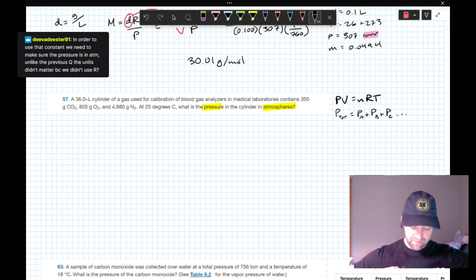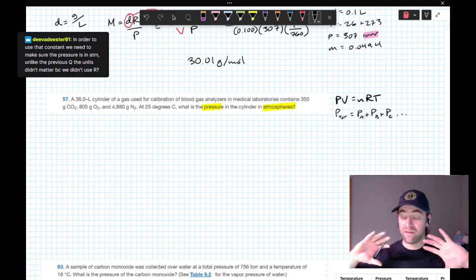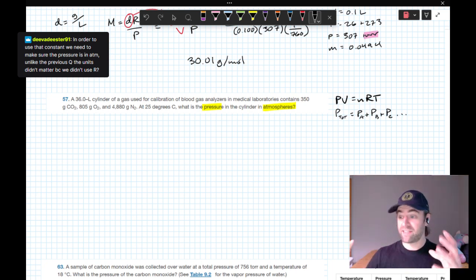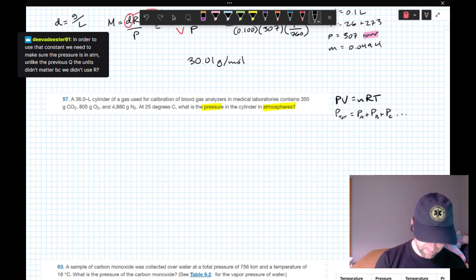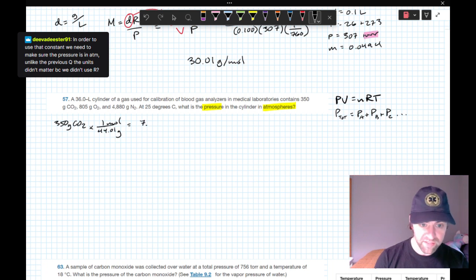So we're given masses, quantities of each gas. We need to go from masses to moles, and that would give us the moles contained in the cylinder, and then we can simply use the ideal gas law to solve. So, some dimensional analysis. 350 grams at 44.01 grams per mole gives us 7.95 moles of CO2.